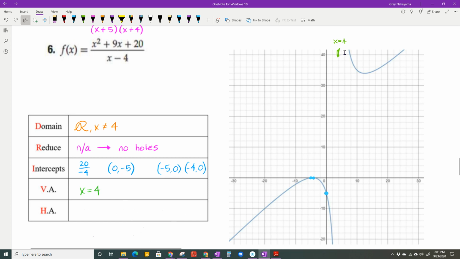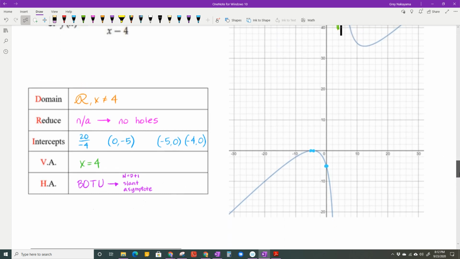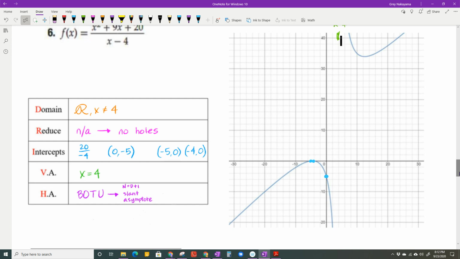My horizontal asymptote, what is the degree of the top? It's 2. What's the degree of the bottom? It's 1. So this is BOW2, which means I don't have a horizontal asymptote, but my numerator is 1 more than the denominator. So that means I have a slant asymptote. And how do I find that slant asymptote? I'm going to have to use long division. So I'm going to divide x minus 4 into x squared plus 9x plus 20.